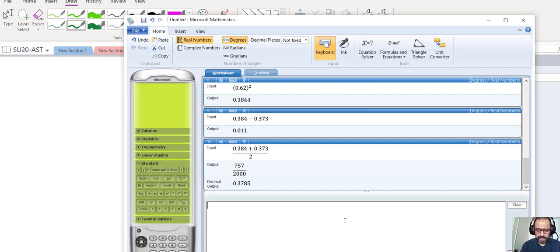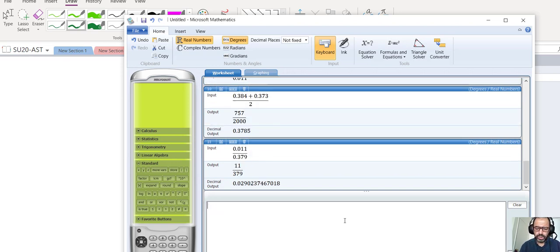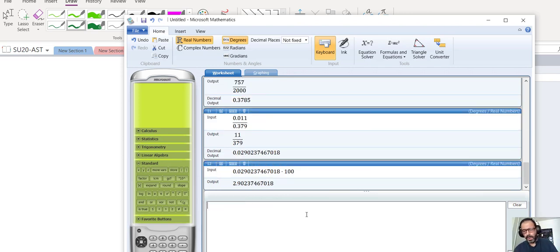So I'm going to divide the difference, which is 0.011, by 0.379, and that gives me 0.029, which if I multiply it by 100, is 2.9%. I'm just doing this last step to show you how you do this quickly on your calculator. So I'm multiplying it by 100, and the answer is 2.9%.